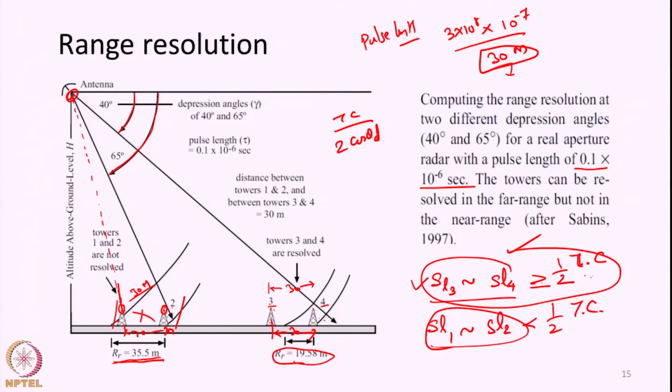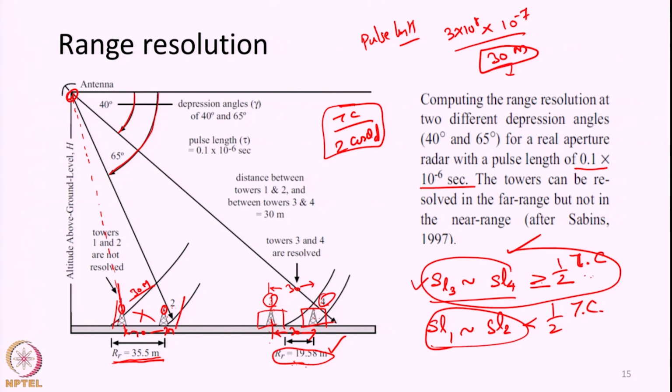On the other hand, in the far range, two towers are again separated by a 30 meter horizontal distance, but if we calculate using the formula tau c by 2 cos theta d, the ground range distance comes to 19.58 meters. That means towers 3 and 4 will be resolved as two separate features if the horizontal distance between them is more than 19.58 meters. Since the horizontal distance between them is 30 meters, they will be resolved as two separate features. This one will come in one pixel and this one in another pixel.